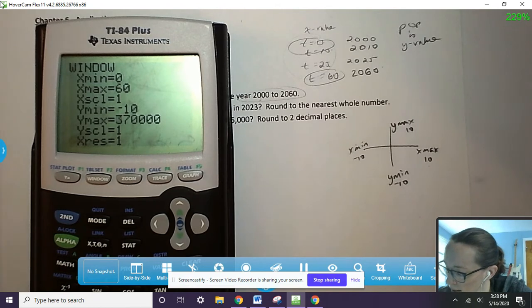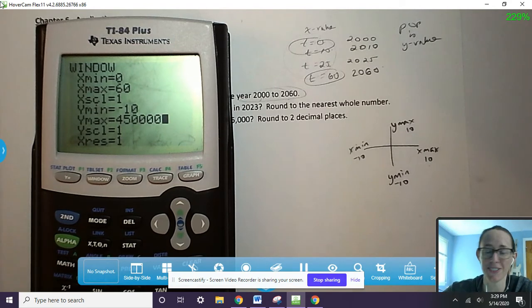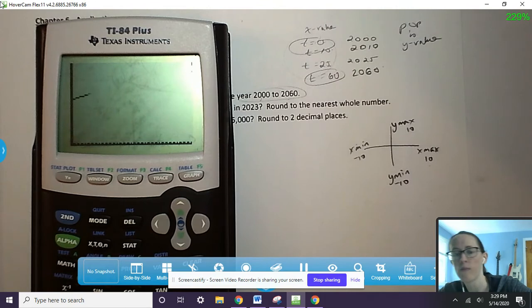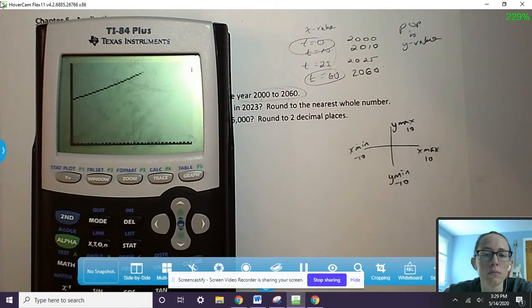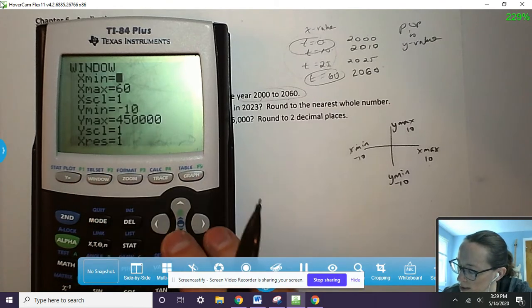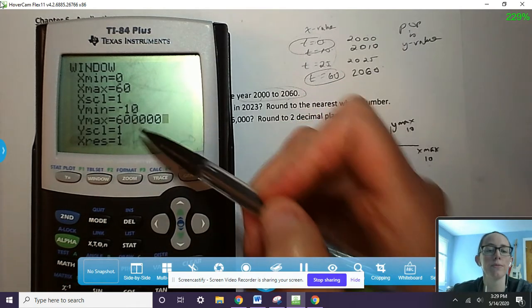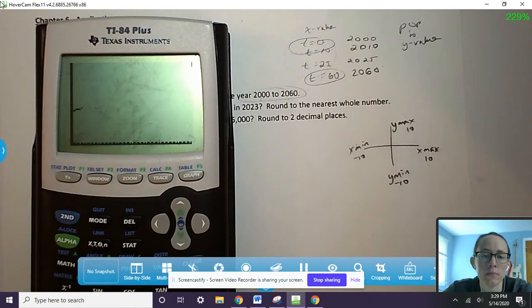So let's try 450,000. Be careful with all those zeros. That's 450,000. That looks better, but I think we should go higher. I'm going to go 600,000. So I have 600 and 3 more zeros. And that looks pretty good to me.